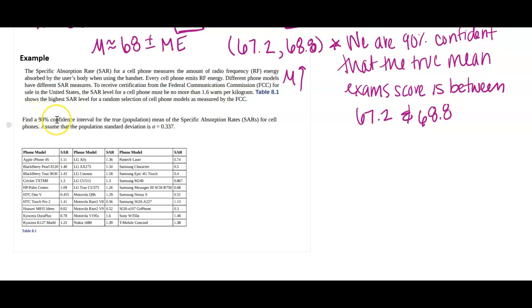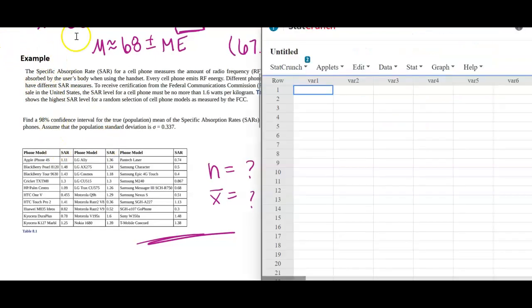Find a 98% confidence interval for the true population mean of these rates, assuming that the population standard deviation is this right here. Now, what I don't have is an n given to me, and I don't have a sample mean given to me. I'd have to figure that out here in the table. We could do that with methods that we have used before, but I'm actually going to split screen this with StatCrunch, and we're going to put it into a data table.